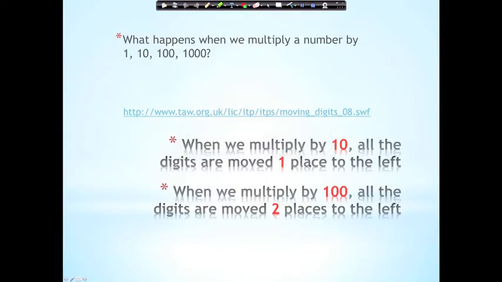So when we multiply by 10, all the digits are moved one place to the left. When we multiply by 100, all the digits are moved 2 places to the left.